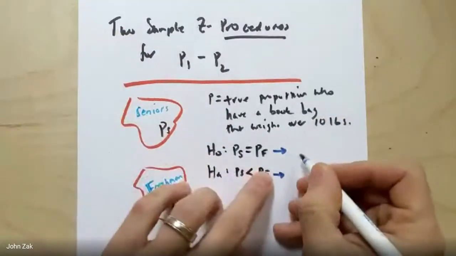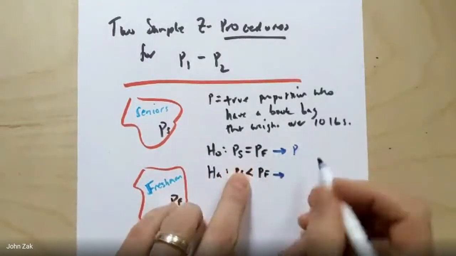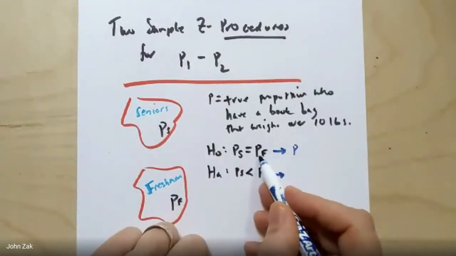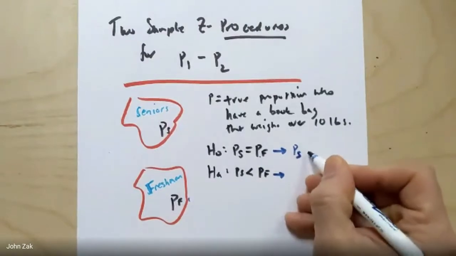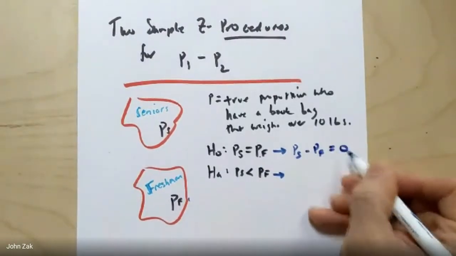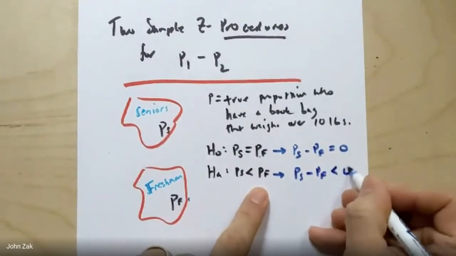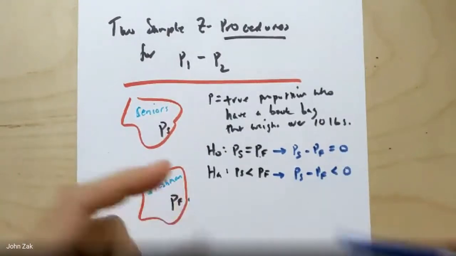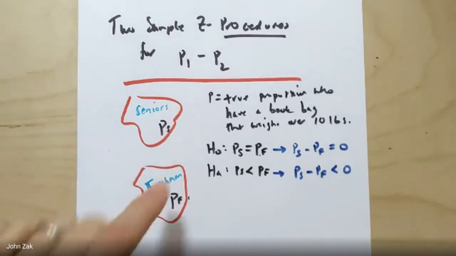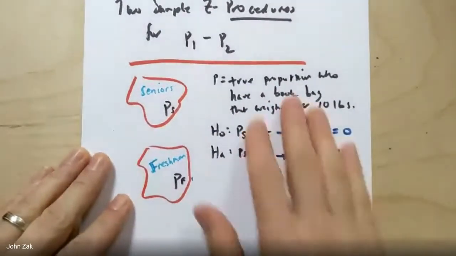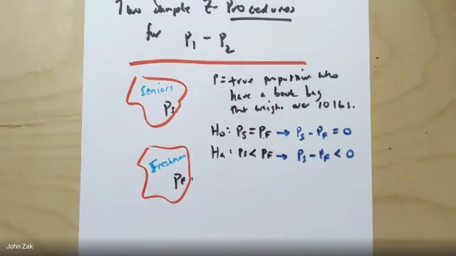But anyways, the key idea here is that the null hypothesis will turn into a difference. If we subtract the proportion of freshmen from both sides, then we have PS minus PF is equal to 0. And over here, we would have PS minus PF is less than 0, right? These would be our hypotheses if I was doing a significance test. All this would do is collect evidence to prove that the proportion of seniors that have a really heavy book bag is less than the proportion of freshmen.